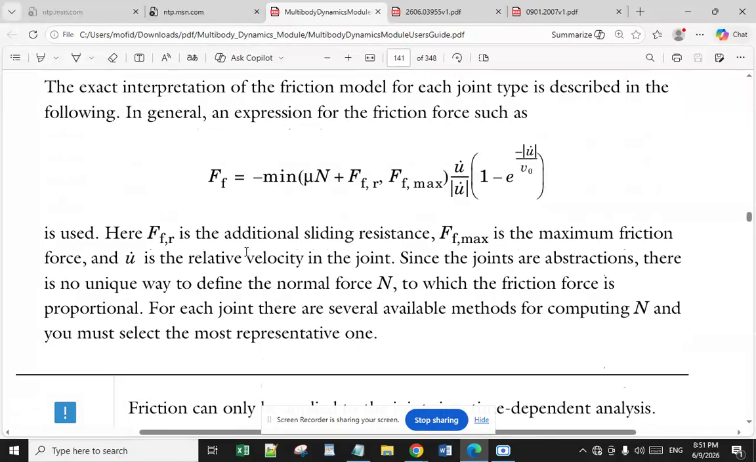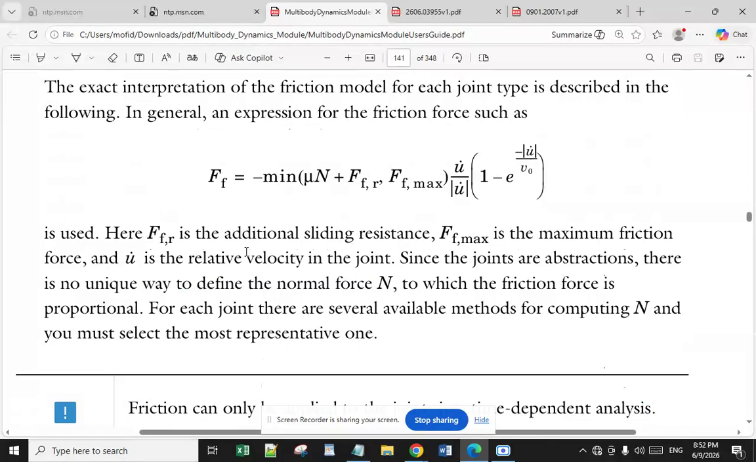In general, an expression for the friction force such as Ff = -(min(μN + FFR, FFmax)) · Up/|Up| · (1 - e^(-|Up|/ν0)) is used here. FFR is the additional sliding resistance, FFmax is the maximum friction force, and Up is the relative velocity in the joint.